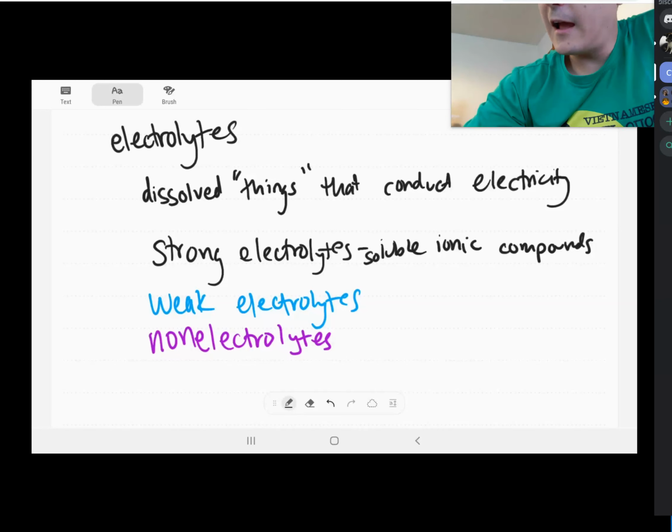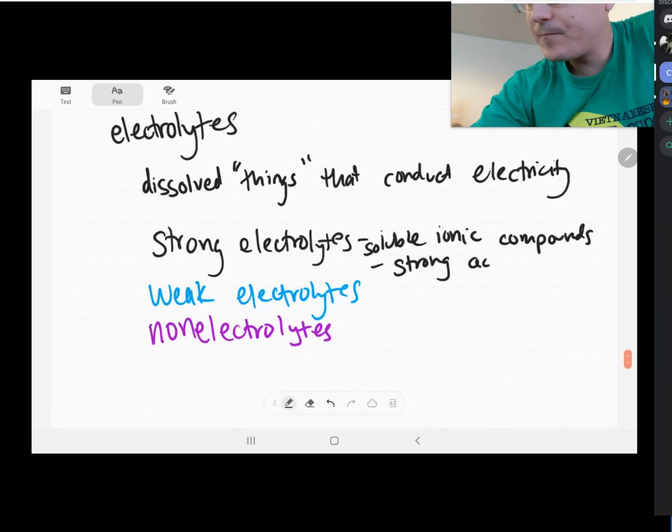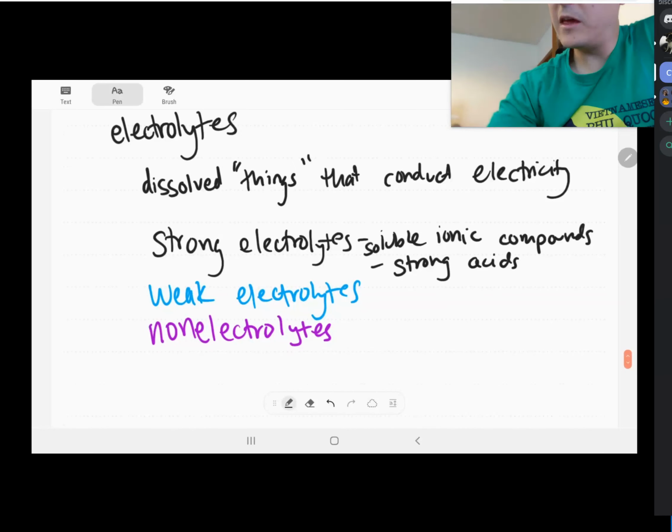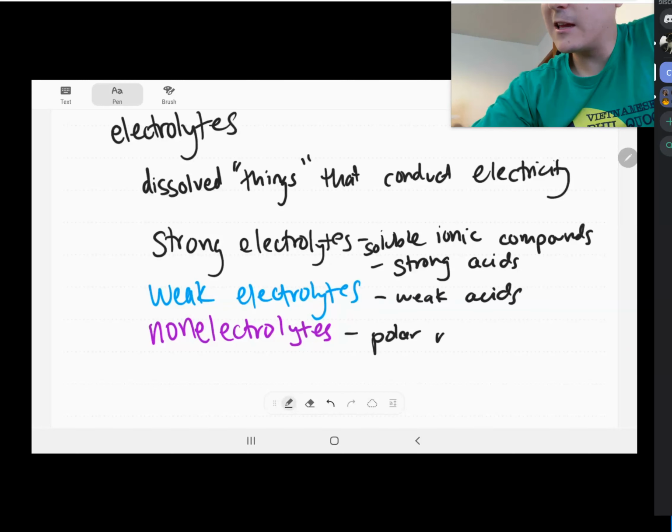Anyways, and then we also have what are called strong acids. Okay, weak electrolytes are going to be weak acids. And non-electrolytes will be polar molecular compounds.